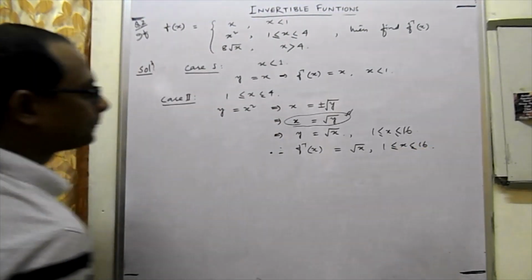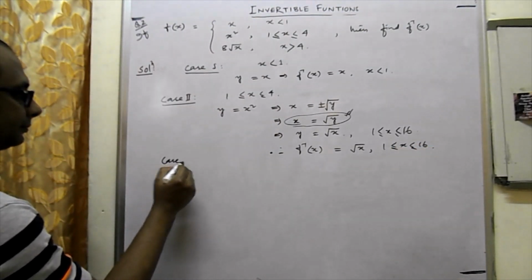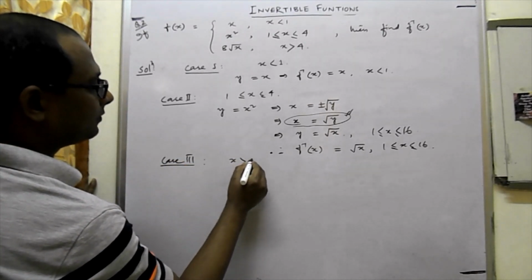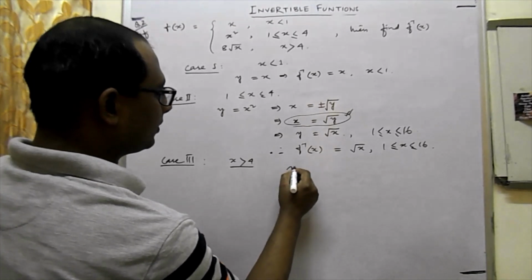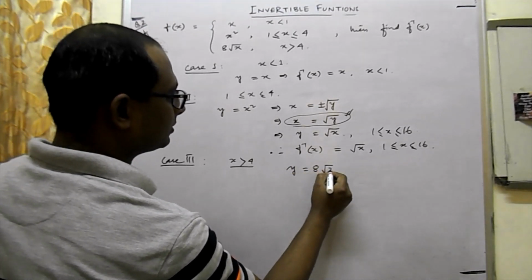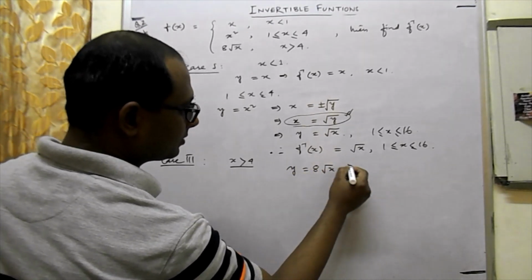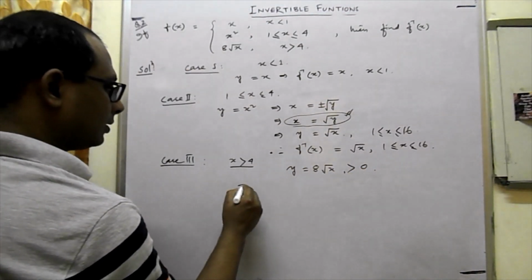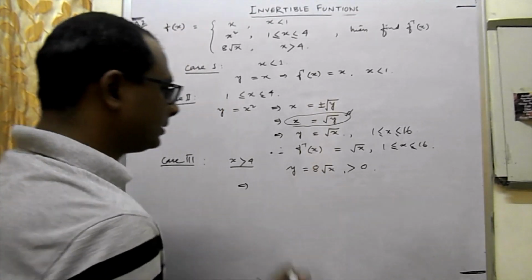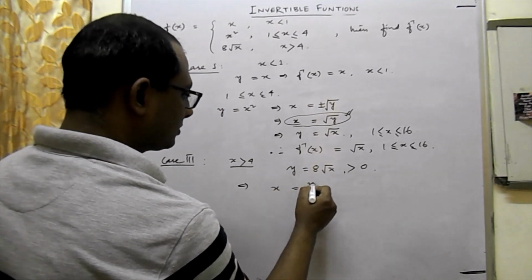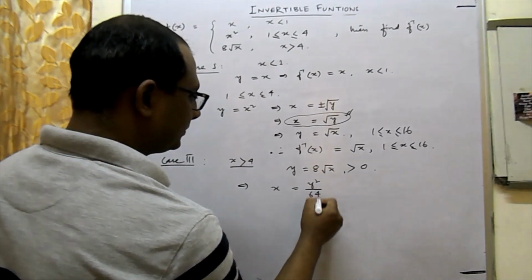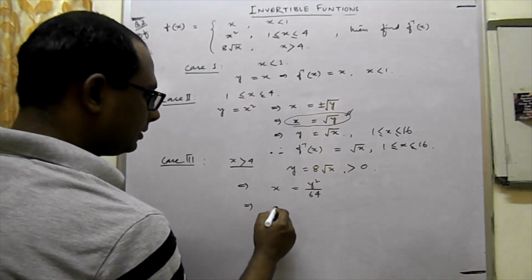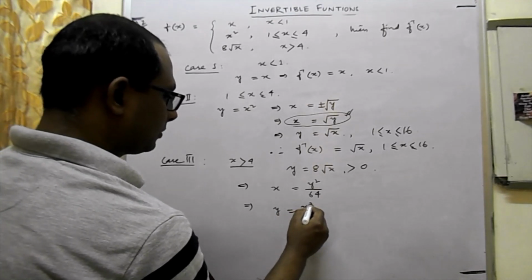Okay. Case 3, when x is greater than 4. So y equal to 8 root x. 8 and root x both are positive, so y will always be greater than 0, that we have to remember. Now we'll find x in terms of y. So we'll be getting x equal to y squared by 64. Okay. Swap x and y to get y equal to x squared by 64.